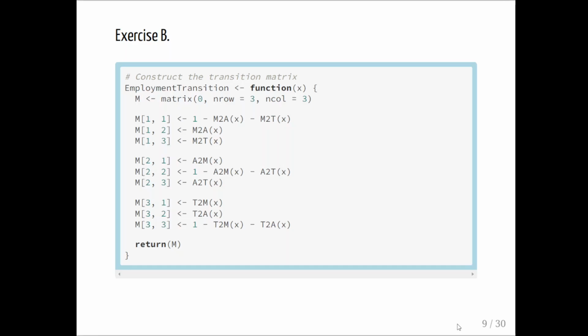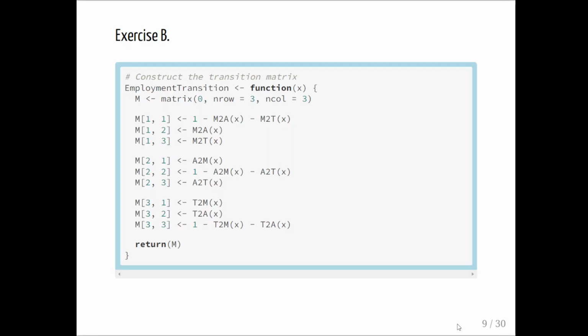Now we're going to call it M. And what we're going to do is work through each row of the matrix, M11, M12, M13, and so on. And what will happen here is it will populate the matrix with the appropriate values of x. Essentially, depending on what x is, let's say x is 30 or x is 40, it will make the appropriate calculations and create the transition matrix appropriately.